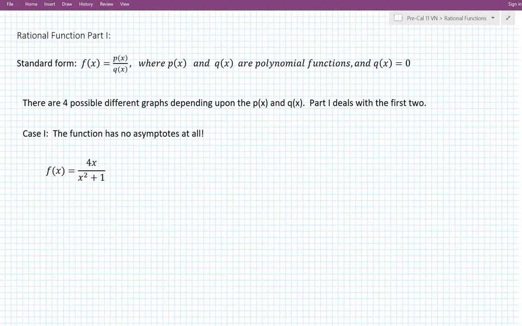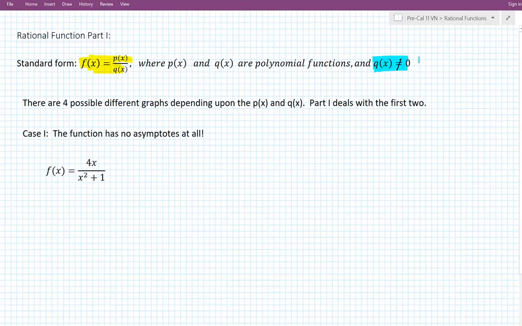Okay, standard form. Any rational function that's going to show up is going to be in the form f of x equals p of x over q of x. I wrote it up right here for you guys, where p of x and q of x are polynomial functions, and it is very important that the denominator q of x is not equal to 0, because you cannot have a 0 in a denominator in a rational function, just like a rational number or rational expressions. You cannot have a denominator of 0.